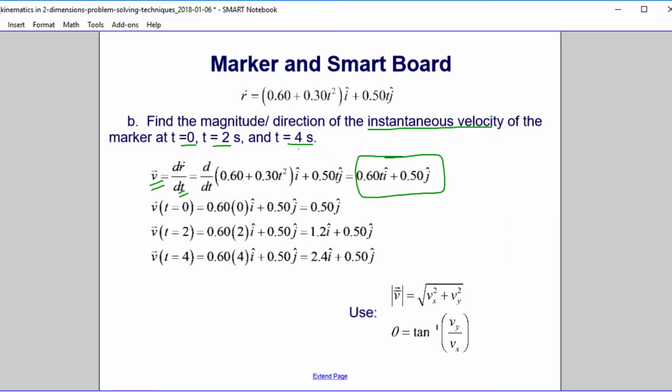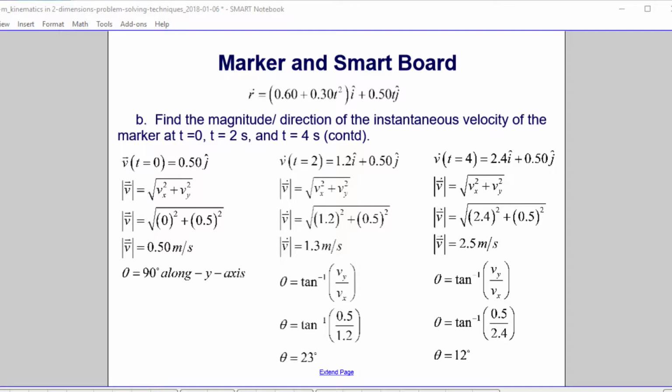And now it's just a question of substituting in the different times, 0, 2, and 4, and we come up with these three vectors here for the 3 times. But again, that's not what we want as a final answer. We need the magnitude and direction of that. So we use what we have over here, and we'll do that on the next slide.